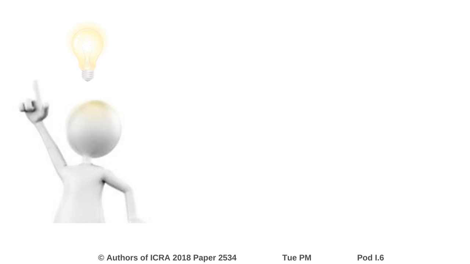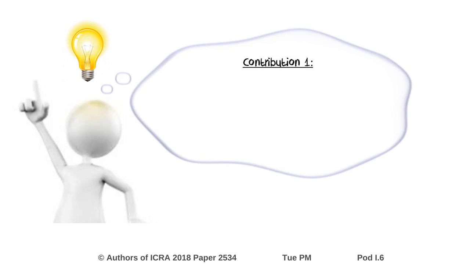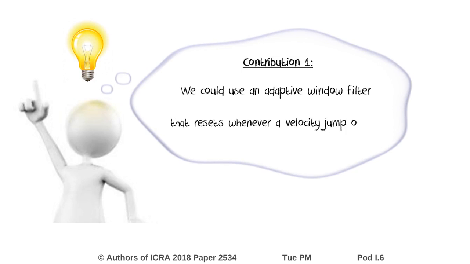This brings us to the first contribution of our work. We could use an adaptive window filter that resets whenever a velocity jump occurs.